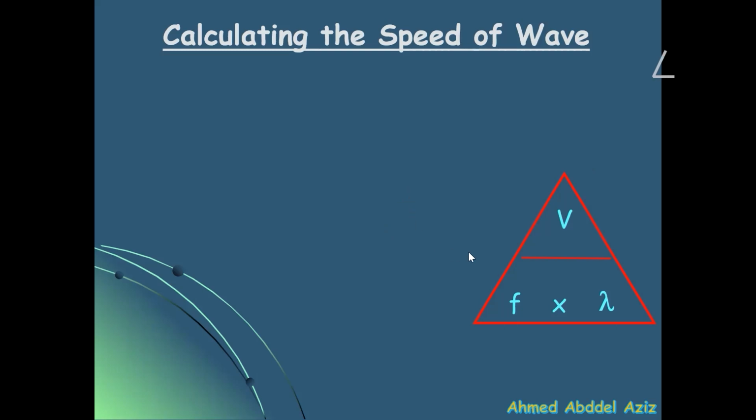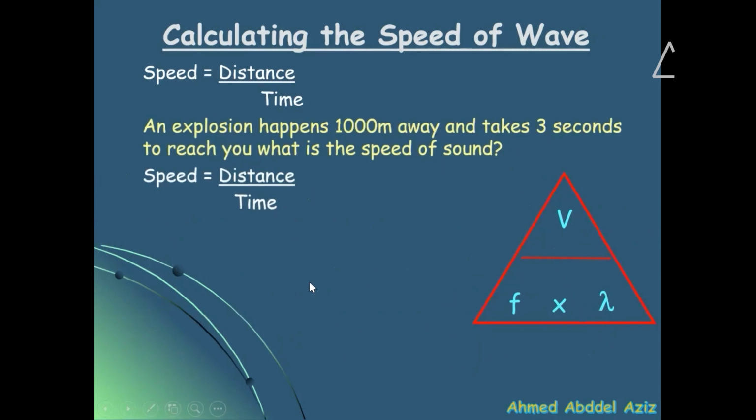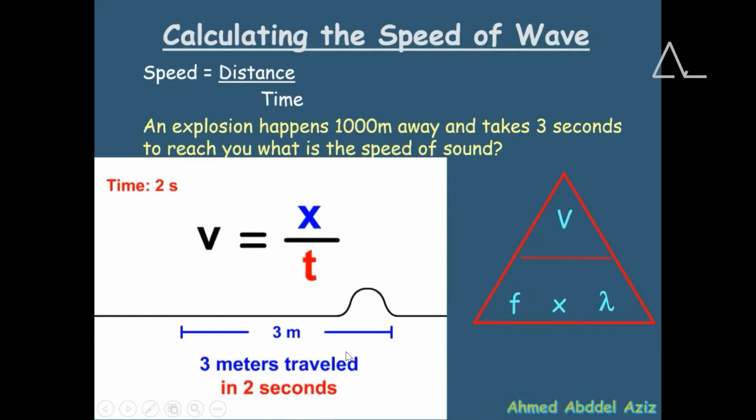Calculating the speed of a wave. As I told you, V equals lambda multiplied by F. In general, velocity equals distance divided by time. When a wave is treated like an object traveling a distance in a time, V equals X over T. Notice in the picture that the wave travels 3 meters in a total of 2 seconds. The resulting velocity using V equals X over T is 1.5 meters per second.